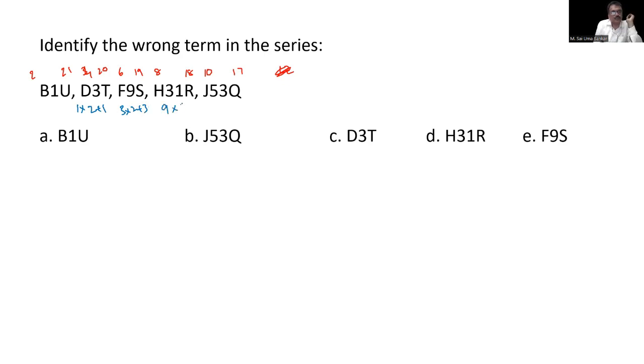Next, 9 into 2 and what is the next one? Plus 5. Is it valid? Suppose 9 into 2 plus 5 is equal to 18 plus 5, this is equal to 23. Let us take the next one. 23 into 2 plus 7, 46 plus 7, 53 is correct. If this number is equal to 23, then only it fits. So what is the wrong number? H31, which is the required answer.